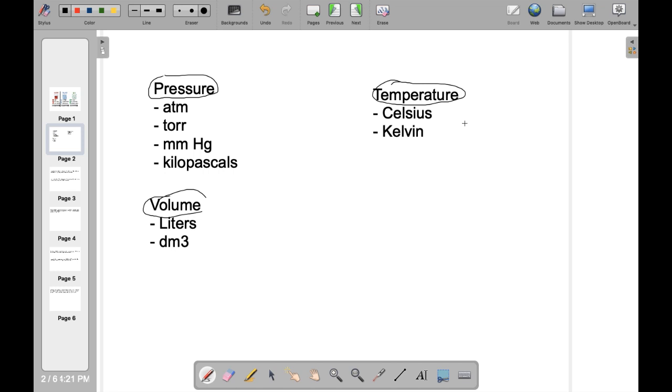Temperature, normally we have Celsius and Kelvin. Just remember, if I want to convert from Kelvin to Celsius or from Celsius to Kelvin, I have to add or subtract 273, more or less. So if I have 25 Celsius, if I want Kelvin, I'd have to add 273. If I have Kelvin, I have to subtract 273 from whatever my Kelvin number is to get Celsius.